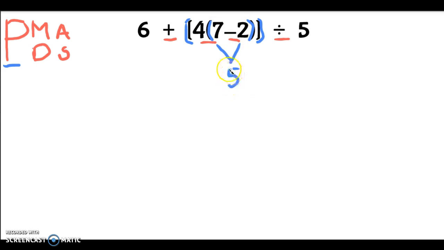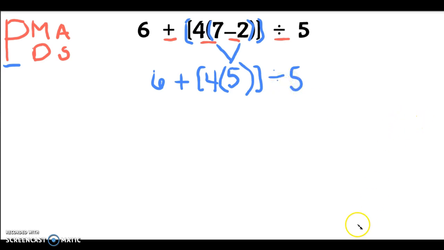All right, now they're going to stop here and they're going to rewrite the entire problem. So 6 plus brackets 4, parentheses, 5, brackets, divided by 5. Tedious, yes, but very important to keeping their work organized. All right, we still have some parentheses, so we're still not done with this P step here.